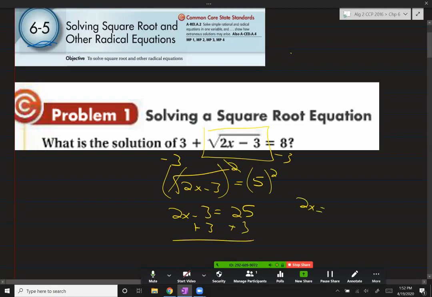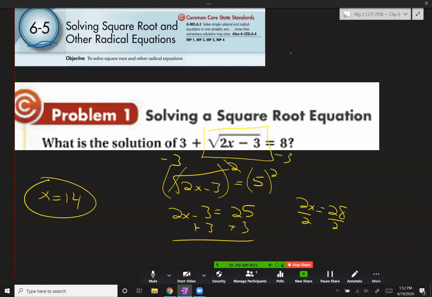So 2x equals 28 and divide by 2. Bingo. You got 14 as your answer. And that's how we deal with regular square roots. Hopefully at this point, that is something you've already done.